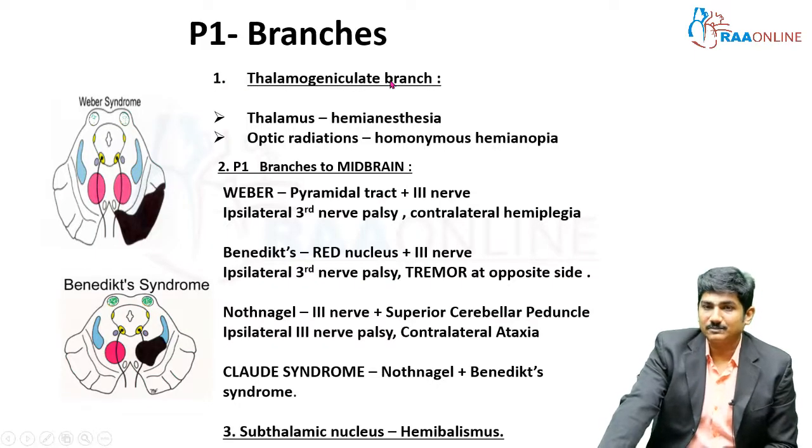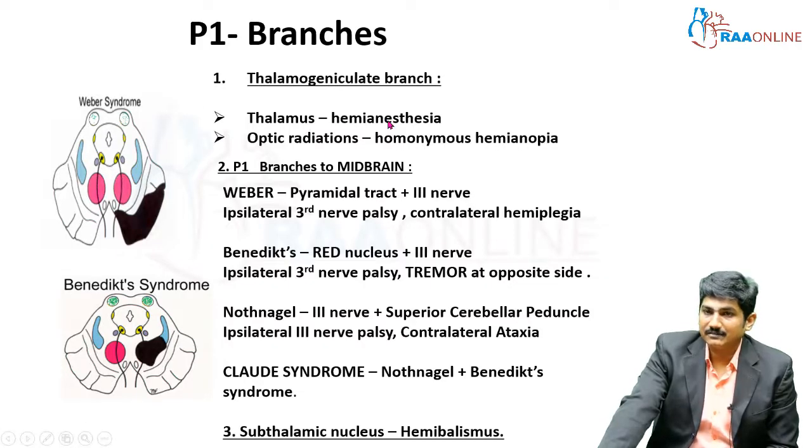The thalamogeniculate branch supplies the thalamus. Hope you know that the thalamus is the main sensation area, so the patient can have hemianesthesia. Then the optic radiation is also affected, so homonymous hemianopia. If your patient presents with hemianesthesia, loss of sensations in one side of the body, and the optic radiation is getting affected, then it is actually a posterior circulation stroke.